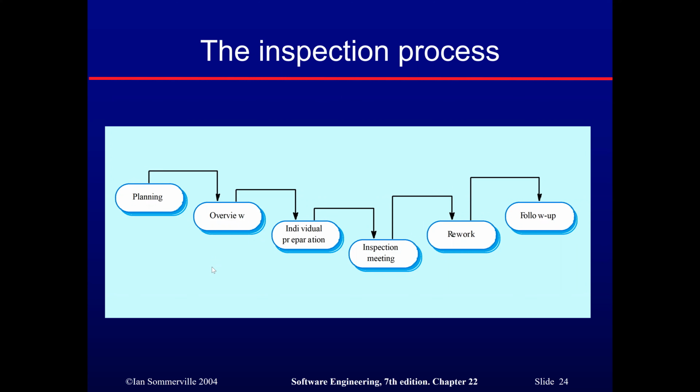Okay, this is the diagram of the inspection process. These ellipses are the processes. It starts with the planning of the inspection, then an overview is performed, then individual preparation is done. Finally, an inspection meeting is performed, a rework is required then, and then a follow-up is required. And finally, the inspection process is complete.